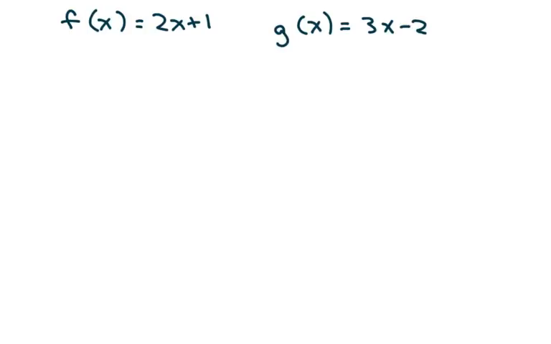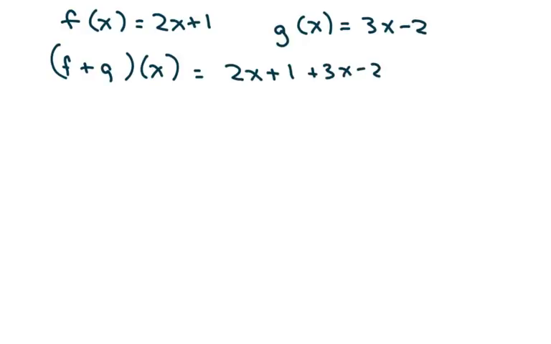Okay, the next problem we're going to do is very similar. We have f of x equals 2x plus 1, and g of x equals 3x minus 2. So f plus g of x equals 2x plus 1 plus 3x minus 2, which gives me 5x minus 1.